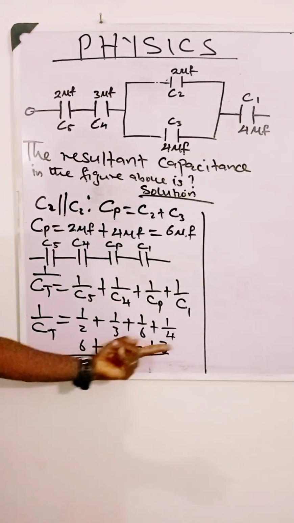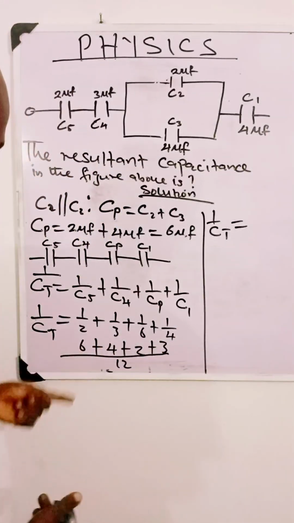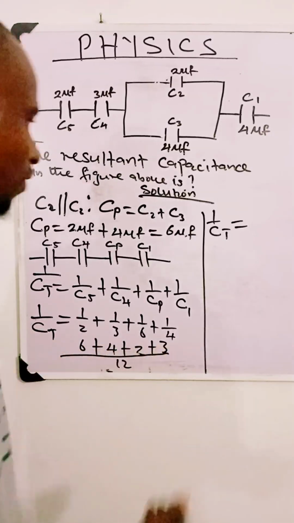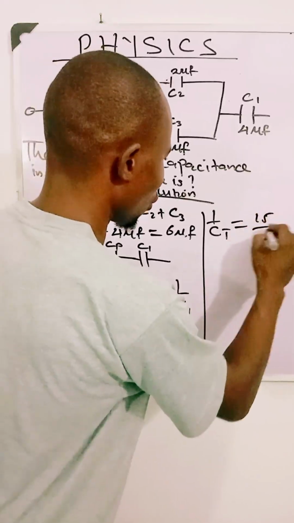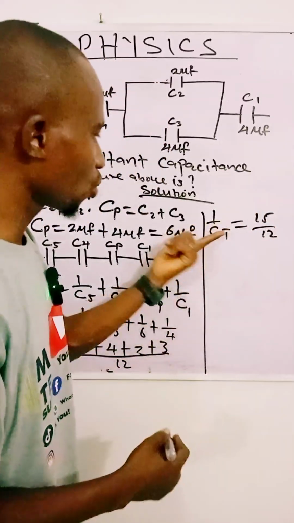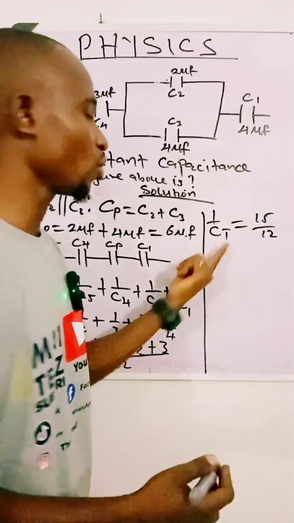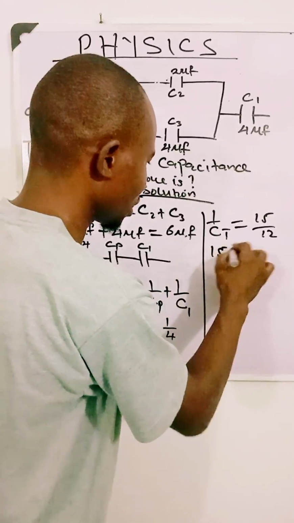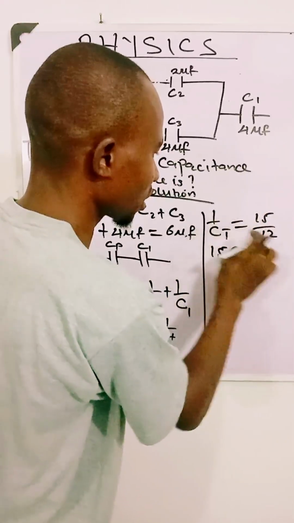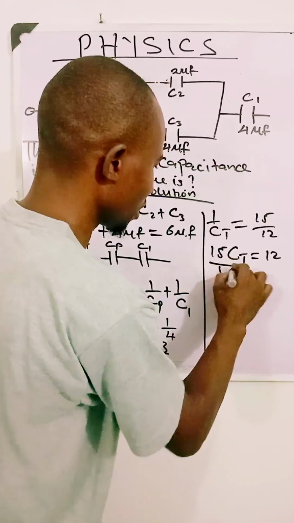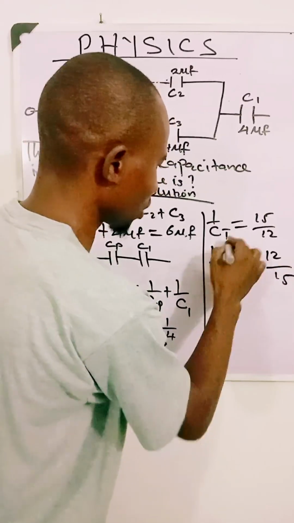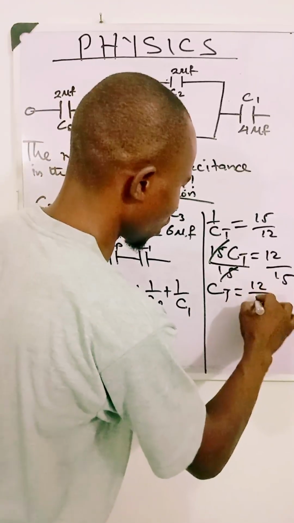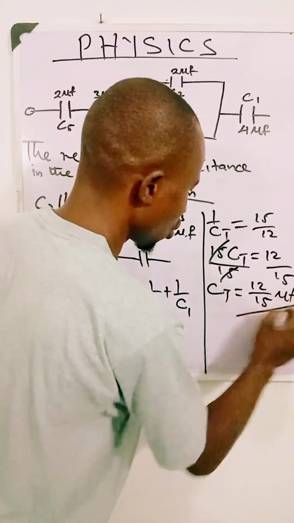So what I'm going to do, I will add everything here. So what I'm going to have here is 6 plus 4 plus 2 plus 3, so I have 15 over 12, right? Good. So is 1 over CT, that's the result I'm looking for. I'll cross multiply this, multiply by this, and this multiply by this. So I have 15 C total equal to 1 times 12. So I'll divide both sides by 15 so that C total will remain. Okay, so what I have is 12 over 15 microfarad.